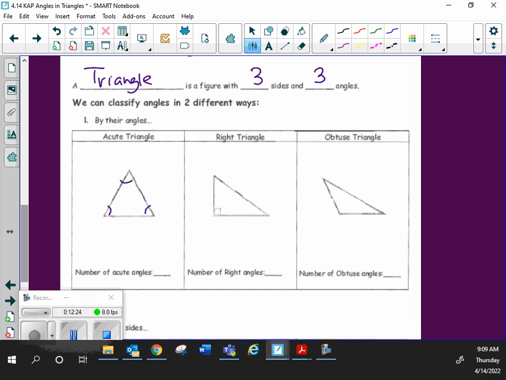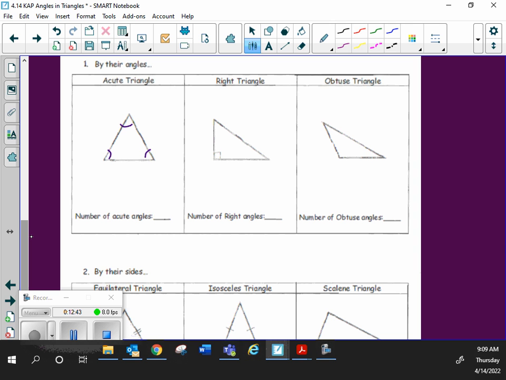Okay, I take my hand, I cover one acute angle, I cover another one. That third one, if the third angle is acute, then it's an acute triangle. If that third angle is right, then it's a right triangle. And then if that third one, after I cover the two acute, is obtuse, then it's an obtuse triangle. Okay, so we can classify them by their angles.